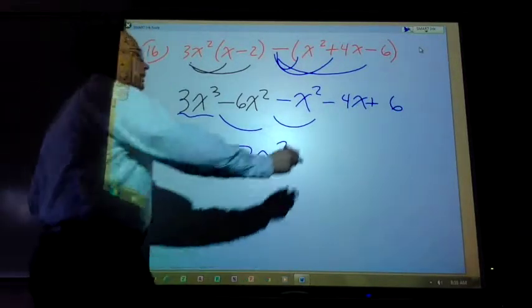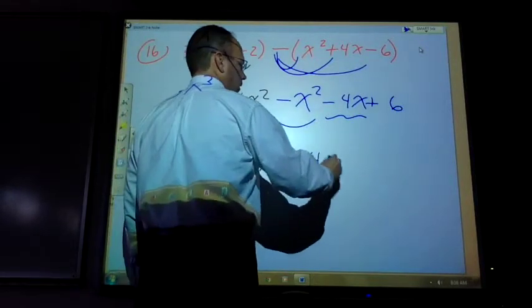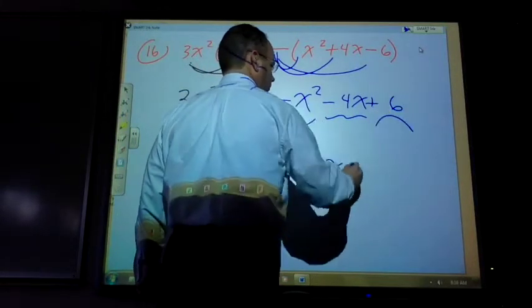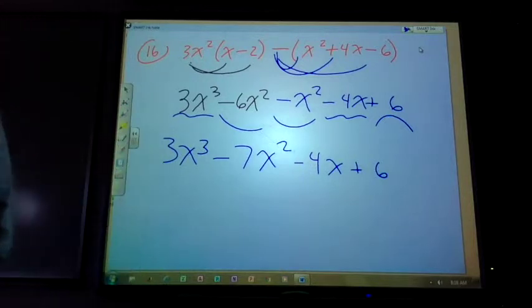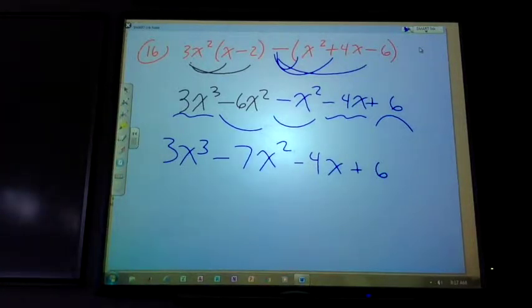And then I have this by itself, and this by itself. It's in descending order, so it's in standard form. What other problems did we come across on the homework? No, you can't. Because they have different exponents, you can't start combining things together. Is that okay?